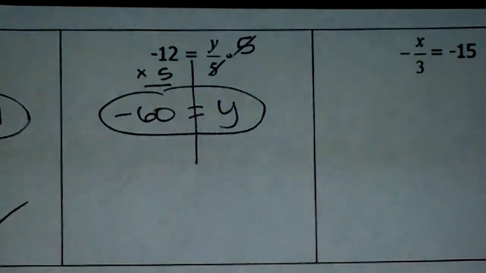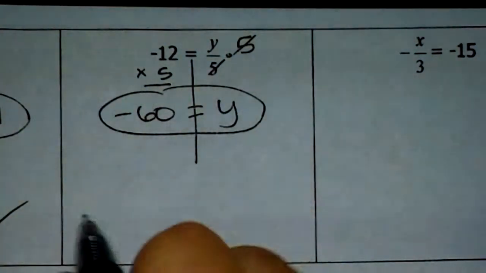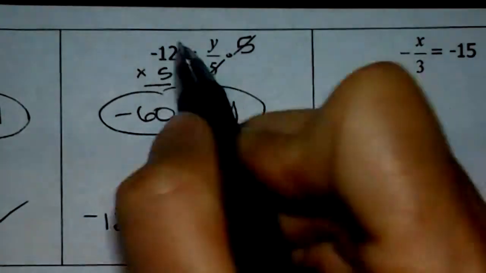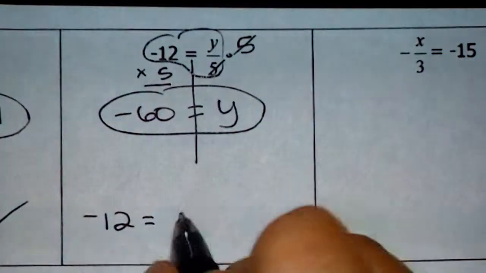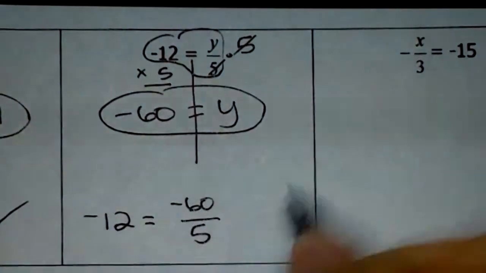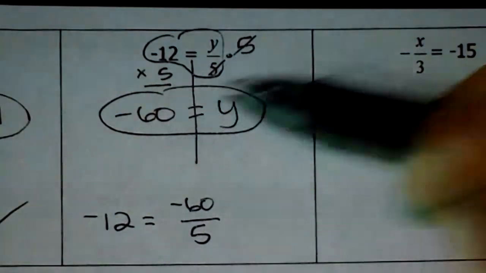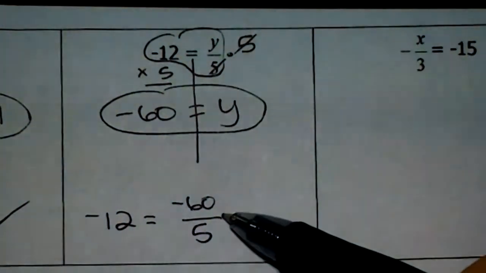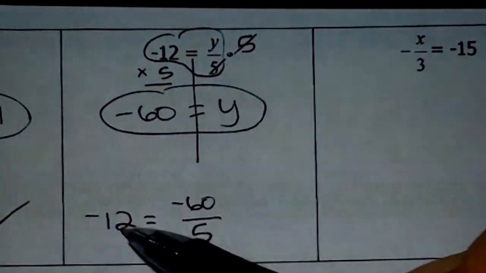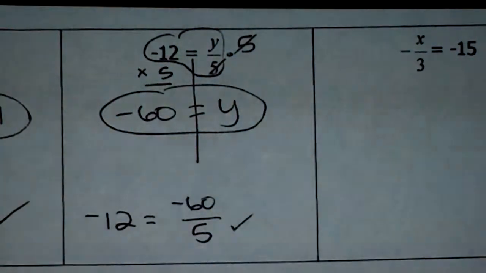Again, it's okay that that y is on the other side. It's no big deal. You're not sure, is this right? I want to know, does -12 equal -60 divided by 5? I just replaced that y with the -60. And if you check it out, yep, -60 divided by 5 is -12, so we know that it's right.